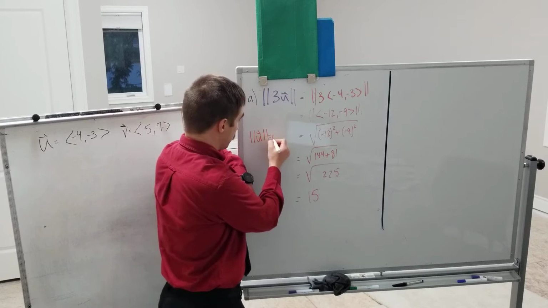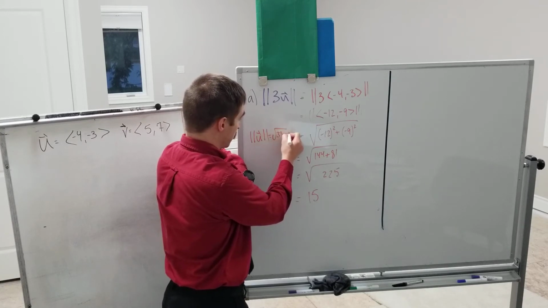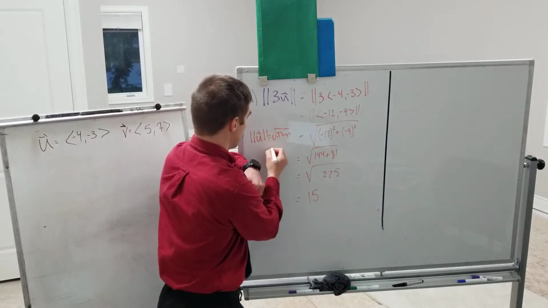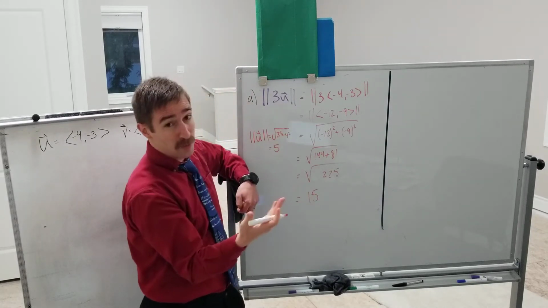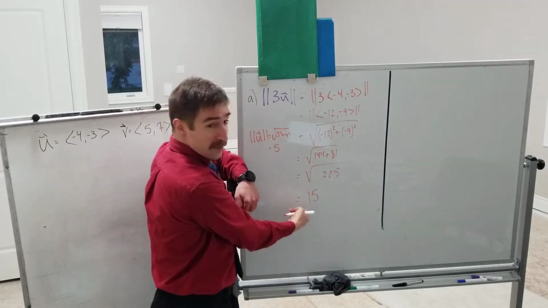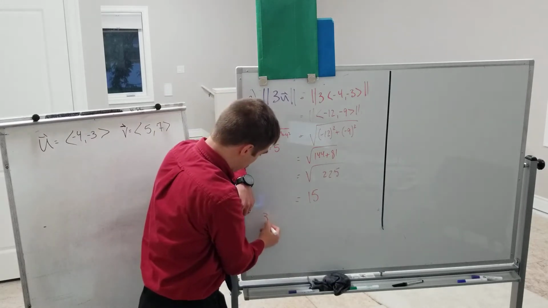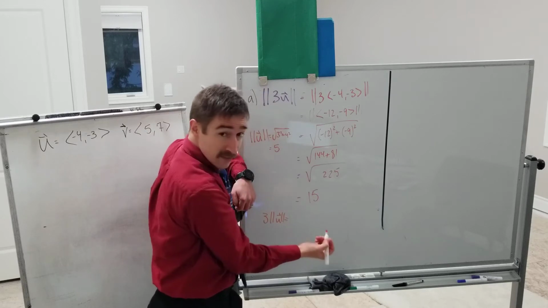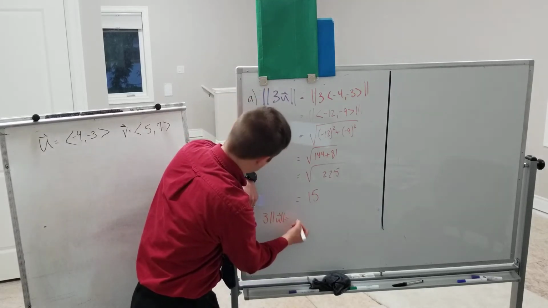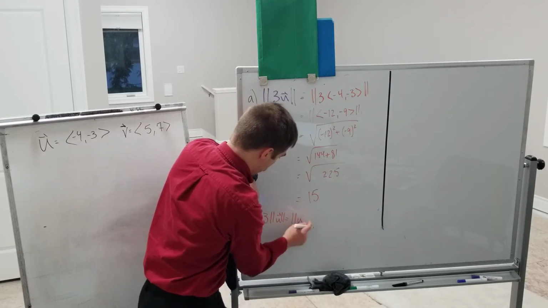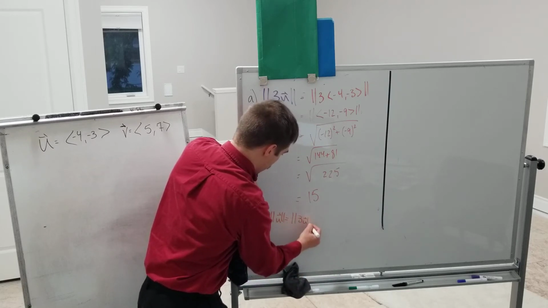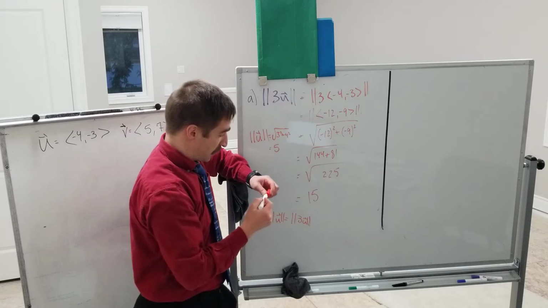Now, if we look at this, if I find just the magnitude of u, that is the square root of 3 squared plus 4 squared, negative, but the negatives don't really matter, which is 5. The magnitude of u is 5. The magnitude of 3u is 15. So 3 times the magnitude of u is the magnitude of 3u. This is something that will always be true.